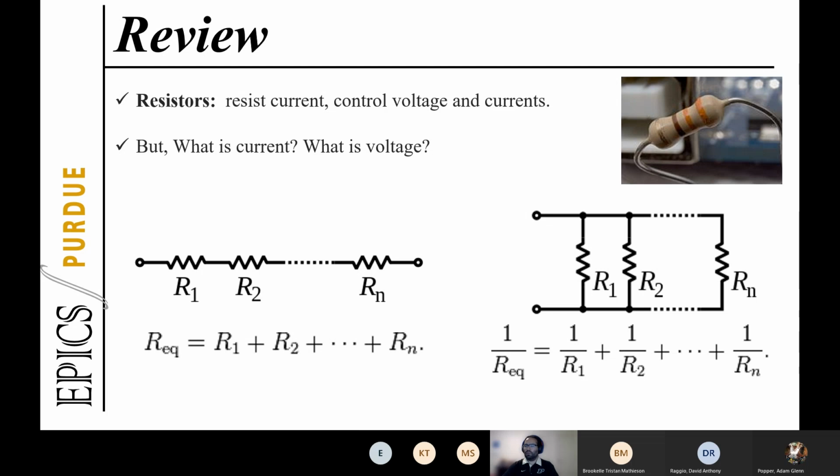If we were to have it in a different configuration, as the one on the right, which is called a parallel configuration, the equation is slightly different, and we can see it is the sum of 1 over the value of each resistor. Hopefully that's familiar for most people.